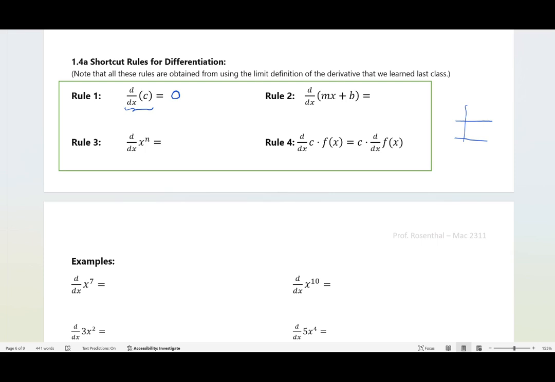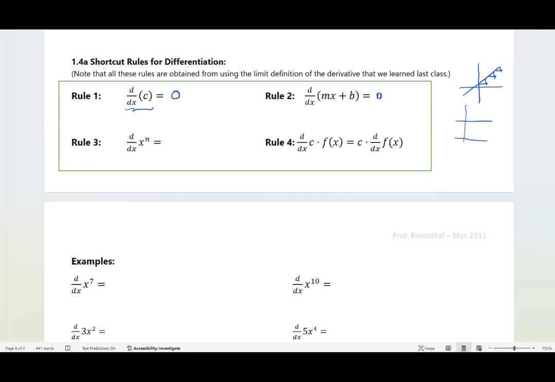What about the second rule? The derivative of mx plus b. If you have a straight line with a slope of m, its rate of change at any given point is going to be just that slope, right? It's always going to be rise over run. No matter where you are, that rise over run is always the same for a line. So the derivative with respect to x of a linear function in the form y equals mx plus b, you guessed it, right? It's just going to be m, the slope.